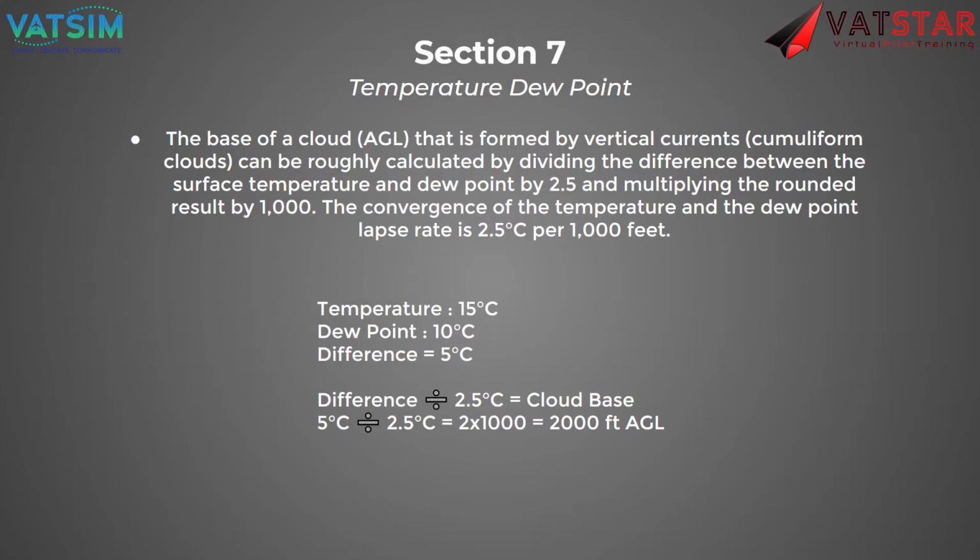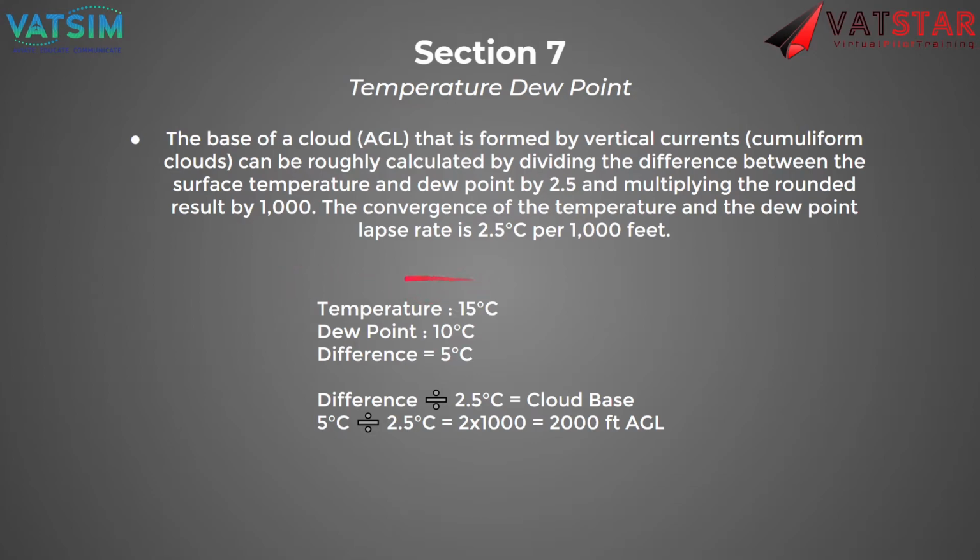You can roughly calculate the base by dividing the difference between the temperature and dew point by 2.5 and then multiplying the result by 1,000. So this is the dew point lapse rate, which is 2.5 degrees Celsius per 1,000 feet. Here's a little problem to explain it. If the surface temperature is 15 degrees Celsius, so you're at an airport and the METAR is indicating 15 degrees Celsius, but it's also indicating that the dew point is 10 degrees Celsius.